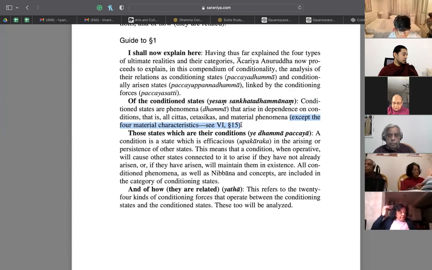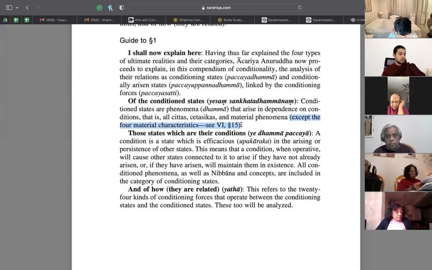The four material characteristics, are they not arising, continuity, decay, and impermanence? Yeah, they are the ones I was thinking as well. Okay. Bhante, are they under great essentials? Like the fire element, and is that right? That's what I thought. The four material characteristics are arising, continuity, decay, and impermanence, aren't they? Okay, is that the reason you think?